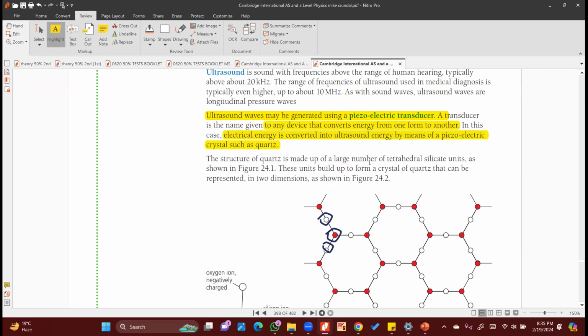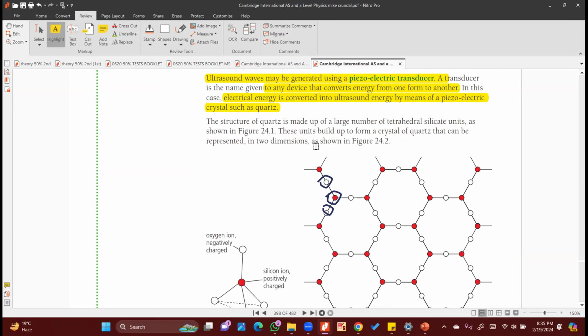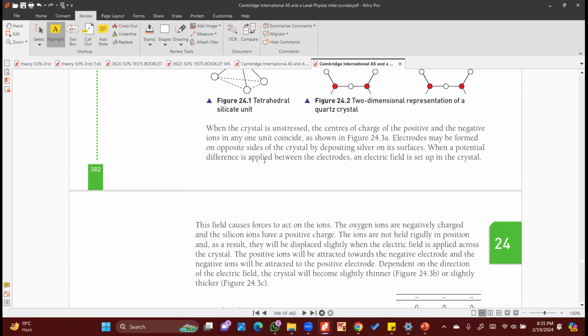The structure of quartz is made up of a large number of tetrahedral silicate ions, SiO2 structure, shown in the figure. These units build up to form a crystal of quartz that can be represented in two dimensions as shown in the figure. When the crystal is unstressed, the center of the charges of the positive and the negative ions in any one unit coincide. Electrodes may be formed on opposite sides of the crystal by depositing silver on its surface.